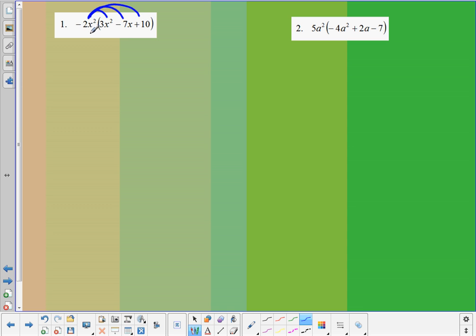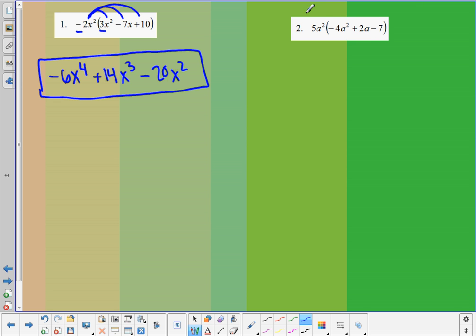So I'm going to do that, and when I do that, I'm multiplying each part. For negative 2x squared times 3x squared, negative 2 times 3 is negative 6. X squared times x squared is x to the 4th. Then I would have negative 2x squared times negative 7x. Negative 2 times negative 7, be careful with those negatives, that's going to be a positive 14. And x squared times x is going to be x to the 3rd. And then negative 2x squared times 10 is going to be negative 20x squared. I always check to make sure I have no like terms, and I always check to make sure it's in standard form, and both of those things are true here, so that's my answer.